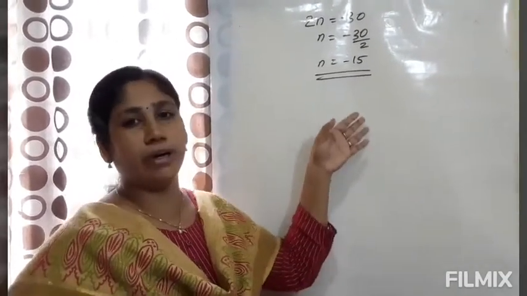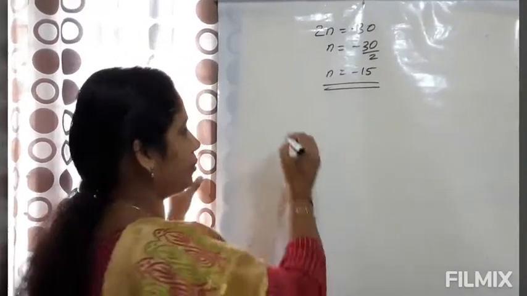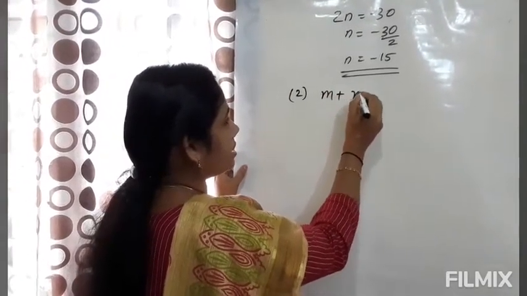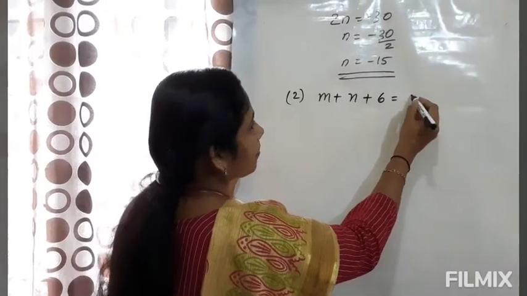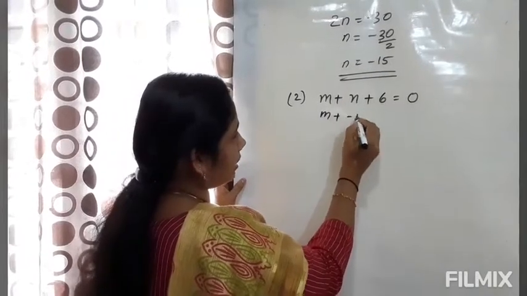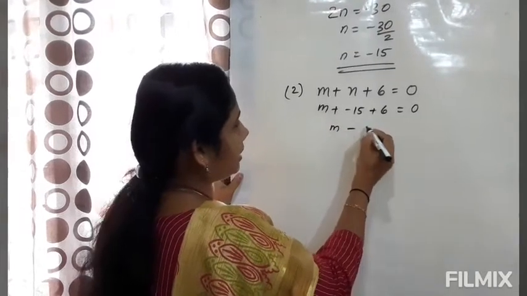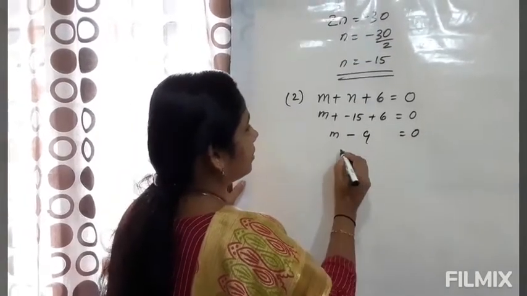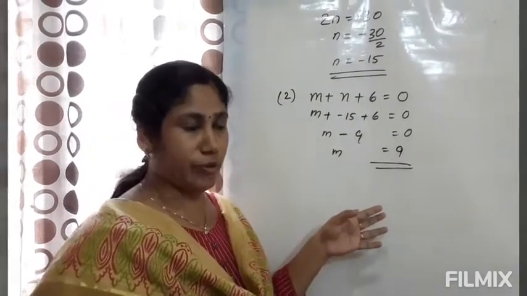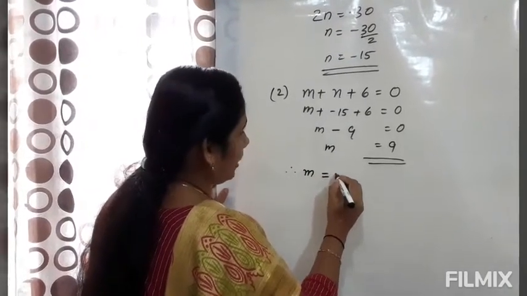Now we can substitute the value of n in any one of the equations to get the other unknown value also. Let us take the second equation. M plus n plus 6 equal to 0. Substitute the value: m plus n, we calculated as minus 15, plus 6 equal to 0. That is m minus 9 equal to 0. M is equal to 9. So we obtained the other unknown value also. Therefore, our question was to find the values of m and n.